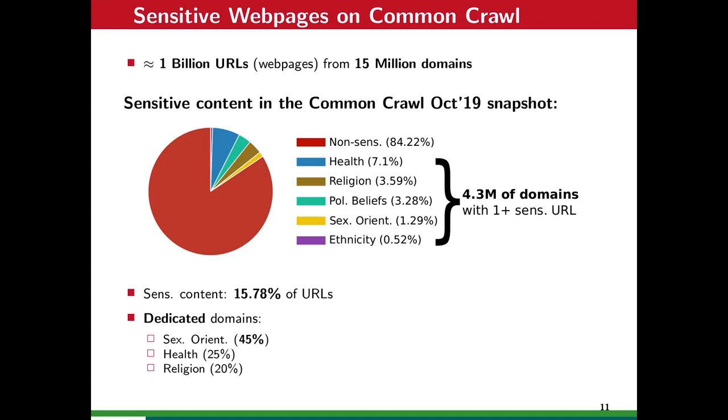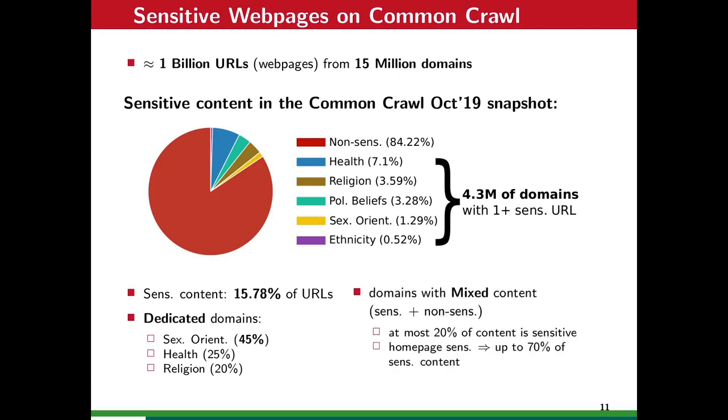The distribution that we see in the pie chart is when we consider all of the sensitive content, but if we restrict our interest only to dedicated domains where all of the content belongs to the same category, we would have a ranking which is slightly different from the one that we see in the slide. In presence of domains where all of the content belongs to the same category, sexual orientation has 45% of its URLs fetched from dedicated domains.